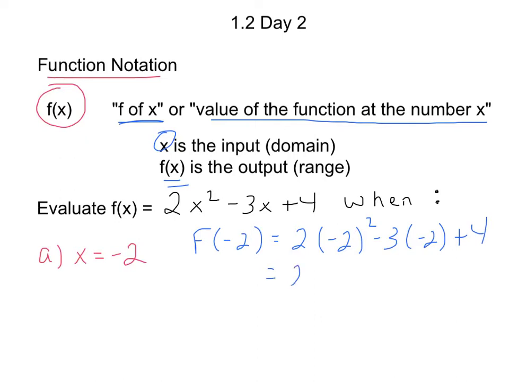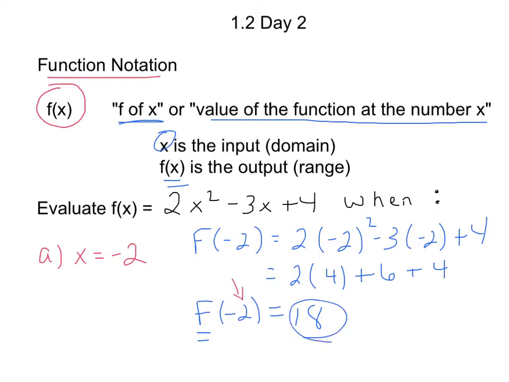So we start evaluating. That's going to be 2 times 4. Negative 3 times negative 2 is plus 6, plus 4. So we've got 8 plus 6, which is 14, plus 4, which is 18. So that means f of negative 2, the value of the function f when the x is negative 2, is going to be 18. So if we were thinking in terms of ordered pairs, we would have the ordered pair negative 2 for my input and 18 for my output. That would be my point on the graph. So let's look at another one.